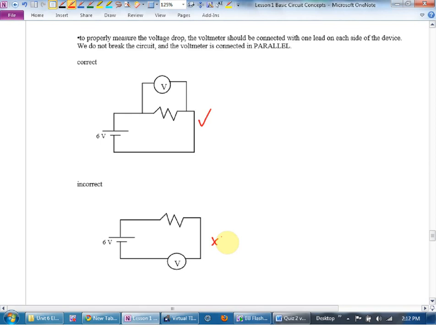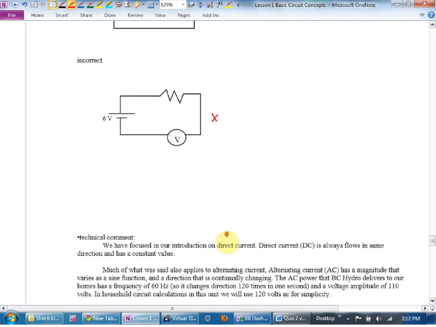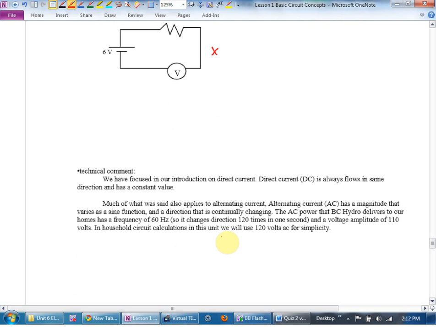So far, I've been talking about direct current. Most of what I'm going to teach you also works for alternating current. Alternating current has a magnitude that varies as a sine function. Who's in Math 12? Current goes this way, current goes that way. It is a lovely sine function.